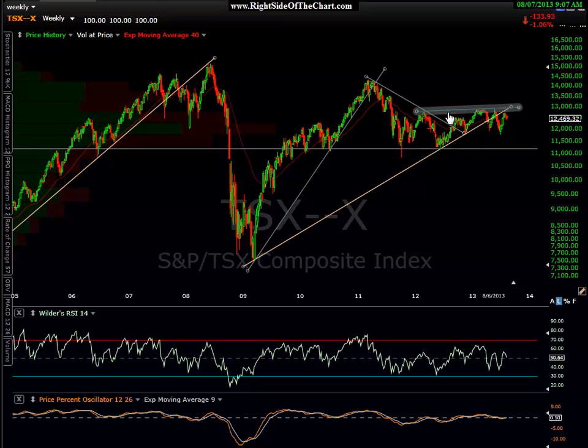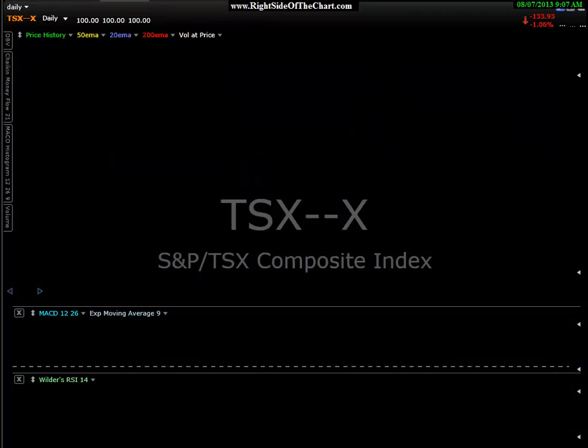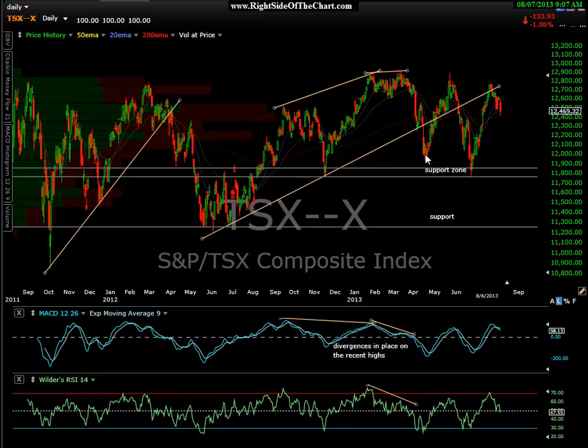I have a slightly upsloping resistance line here, and if that line is taken out and we move past these previous highs, that'll look a little bit more bullish. But until then, we have broken down. This is a key support level down here. Again, weekly chart on the Toronto Stock Exchange.